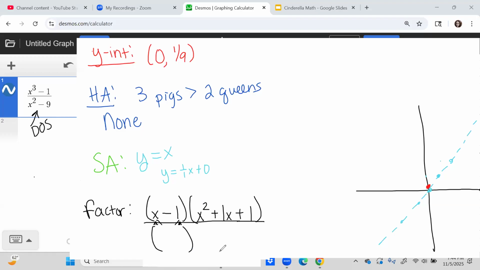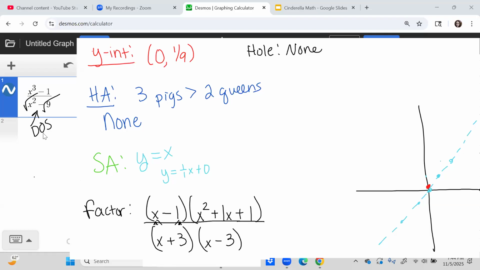You set up two parentheses. You take the square root, so that would just be x and x. You take the square root, which would be 3 and 3, and one gets a plus, one gets a minus. Does anything cancel? No. So if you have a spot on your paper that says holes, none. That's nice. We won't have to worry about that.